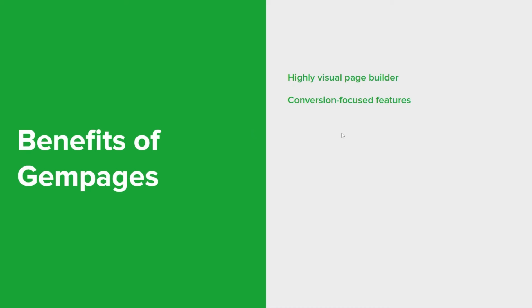Built-in elements like the countdown timers, pop-ups, interactive sliders, all can help boost your conversion rate and sales. Gem Pages uses AI to recommend design layouts, content ideas, and even generate pages based on existing websites or images. And the platform optimizes your pages for loading speed and mobile responsiveness, ensuring a smooth experience for all visitors.